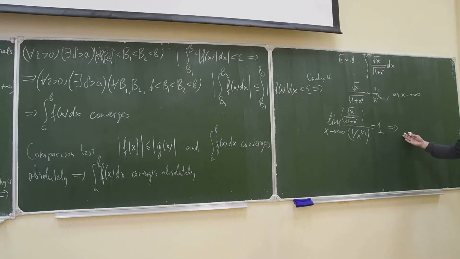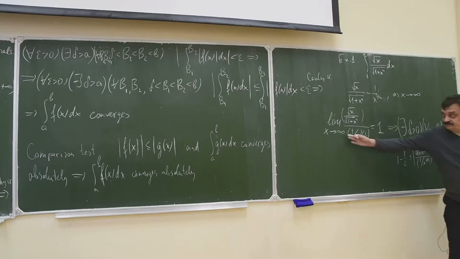We can deduce there exists delta greater than 0 such that for all x greater than this delta we have the inequality: square root of x over square root of 1 plus x to the power 4, over 1 over x to the power 3 over 2, is between 1 minus 1 half and 1 plus 1 half. So, this follows from properties of limits of functions. The limit equals 1, so it means values of our function are close to 1 for sufficiently large x, because x tends to infinity.